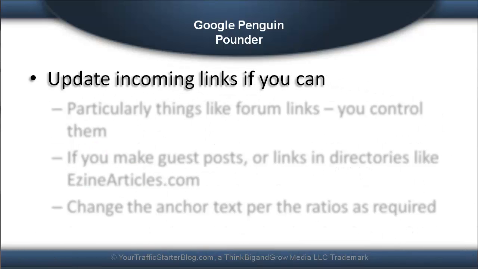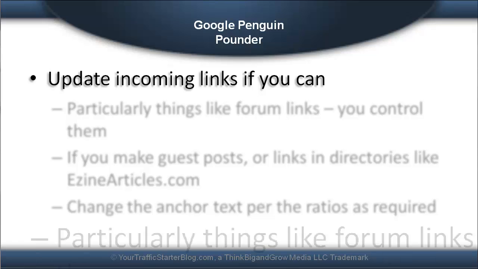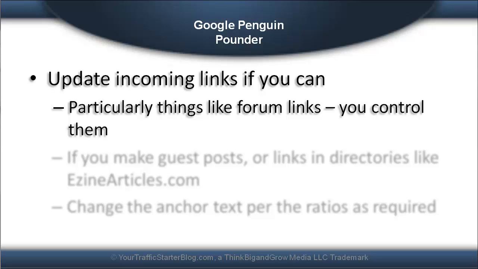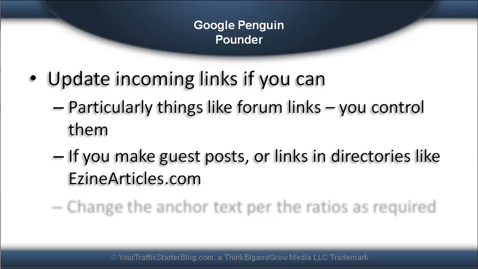Incoming links. This is much more difficult to fix, but you got to fix the ones that you can. Particularly if you do forum posting and stuff like that, you can fix those. You just go in there and apply the ratio to your forum linking. If you post to the major article directories, you can also go in there and apply those ratios to the links back to your site and your author's box in places like e-zine articles. Just go in there and change it. They will unpost your article and then repost it for you.